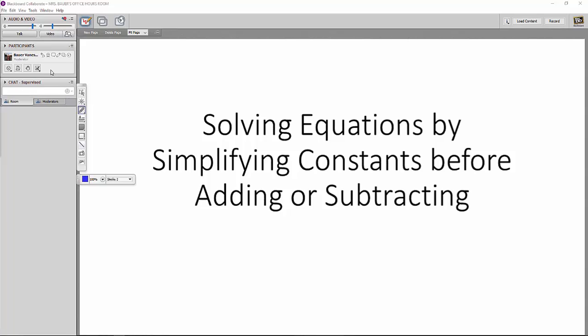Today we're going to talk about how to solve equations by simplifying first. Sometimes your equation is not always ready to be solved. Sometimes we need to do a little bit of simplifying before we can get our equation in the format that we want to be able to go ahead and solve. Today we're going to focus on simplifying our constants before we add or subtract to solve our equations.